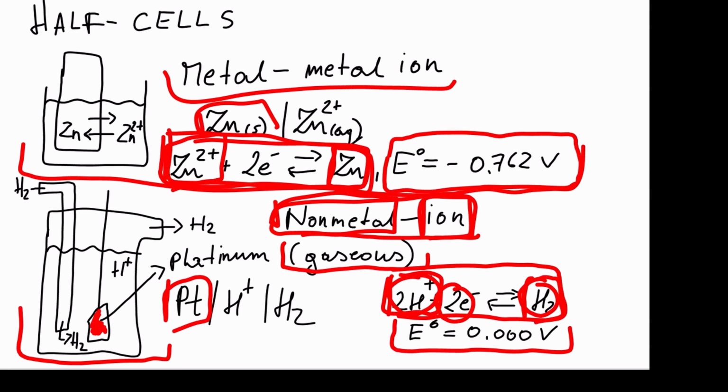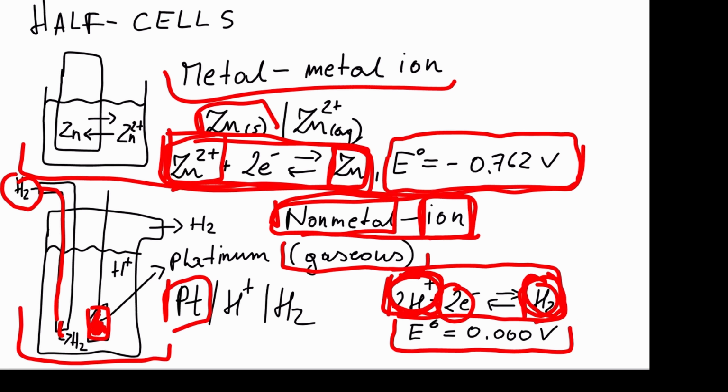And here in this gaseous hydrogen half cell, we can see the pipe. In the inlet of this pipe, we have gaseous hydrogen. In the outlet also. This gaseous hydrogen rinses this platinum surface. And on the surface of this platinum, there is a reaction between gaseous hydrogen and, of course, hydrogen ions.